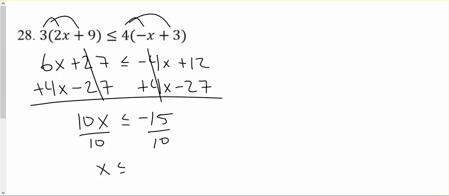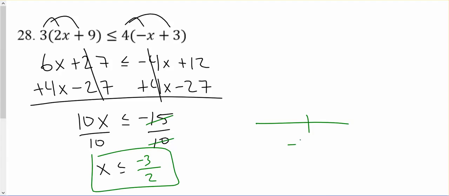excuse me, what goes into both of those would be a 5. 5 goes into negative 15 negative 3 times, and 5 goes into 10 twice. Negative 3 halves is where we are. We have the equal sign, so we use a closed circle. We're eating the number, so we say less than. All real numbers less than or equal to negative 3 halves.